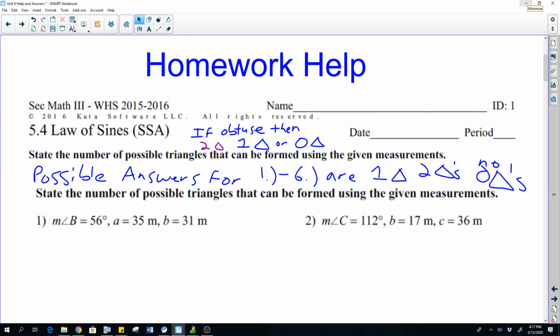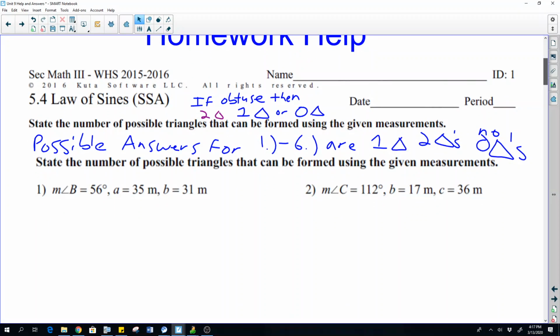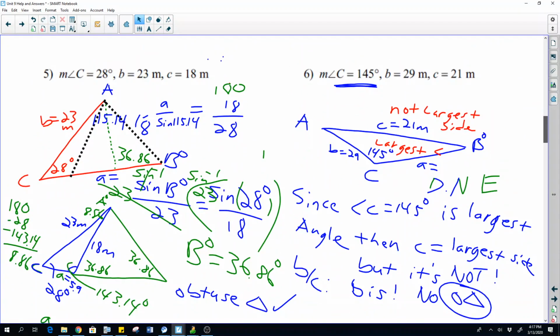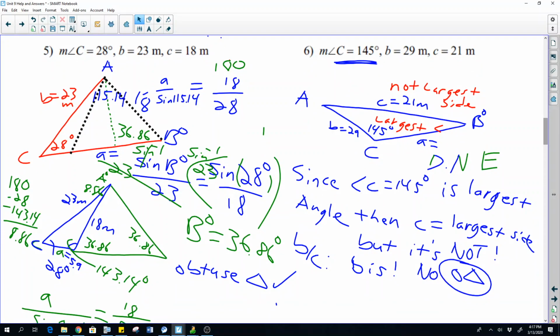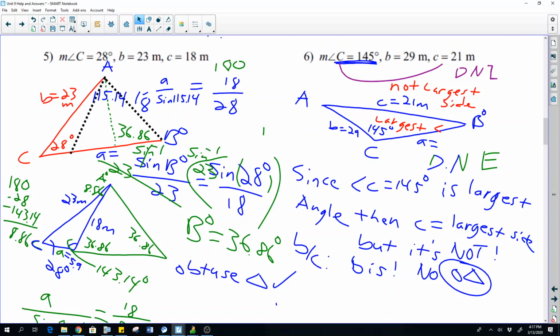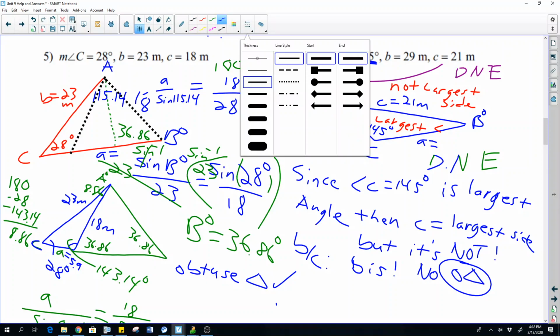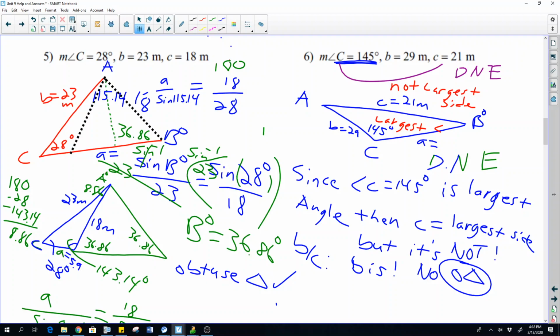Anyways. Okay, so looking here, either 0, 1, or 2 triangles. In class we talked about numbers 5 and 6. And so number 6, we have our largest angle, 145 degrees, and so then our largest side is not 29 meters, it's only 21. So this angle with this matching side does not exist. So D does not exist, right? There we go. So that kind of settles that little debate there. So that's an example of 0 triangles for number 6.